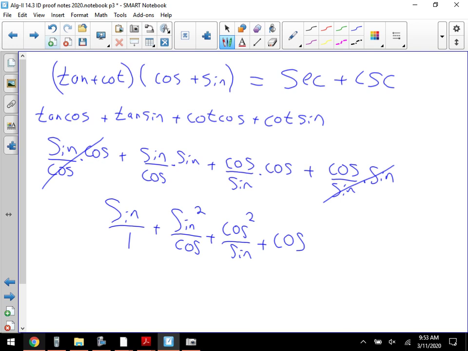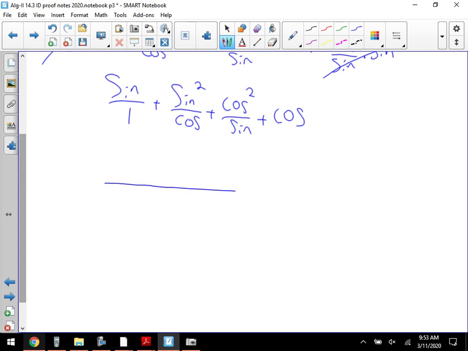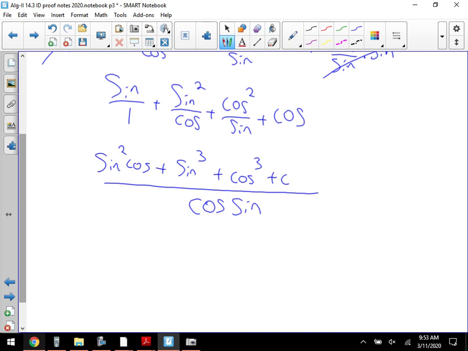It's just a mess, but it cleans up pretty quick. First fraction needs both a sine and a cosine, so I'm going to get sine squared cosine. The second fraction has a cosine, it needs a sine, so I have sine cubed. Next one needs another cosine. Last one needs them both.